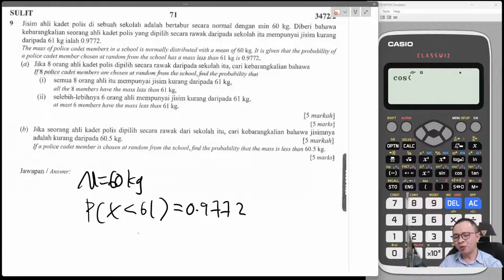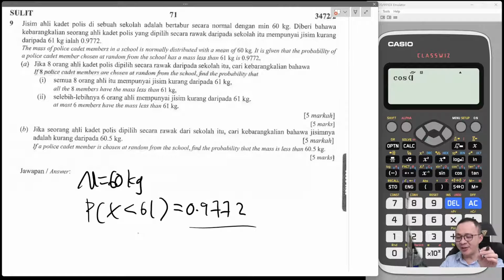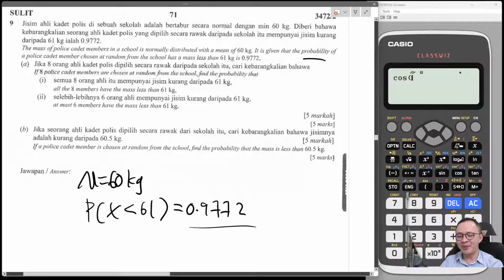Okay, so what is this probability? 0.9772. This is the probability for a cadet police having a weight less than 61 kg. So, if 8 cadet police members are chosen randomly from the school, find the probability that all the 8 members have a mass less than 61 kg. You see, the tricky part is the above sentence tells you it's a normal distribution.